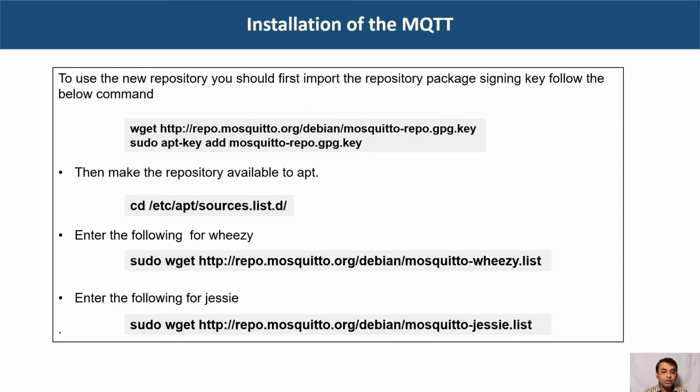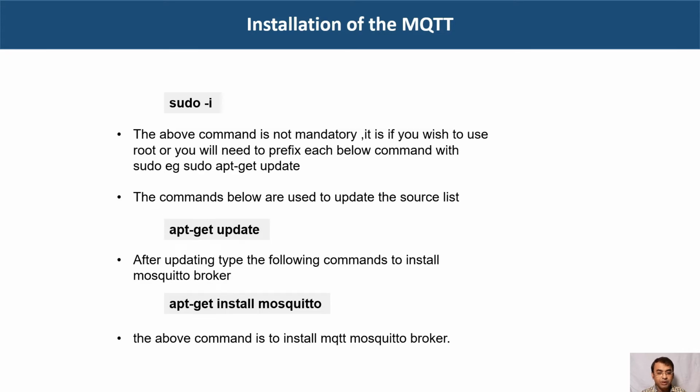So now, how to install MQTT on your machine, or you can say the Raspberry Pi. You can see there are different commands. We just have to type these commands in the Raspberry Pi terminal, nothing else. I think you are capable of typing all these commands in your Raspberry Pi terminal to install MQTT as well as Mosquitto. Mosquitto is basically the MQTT broker.